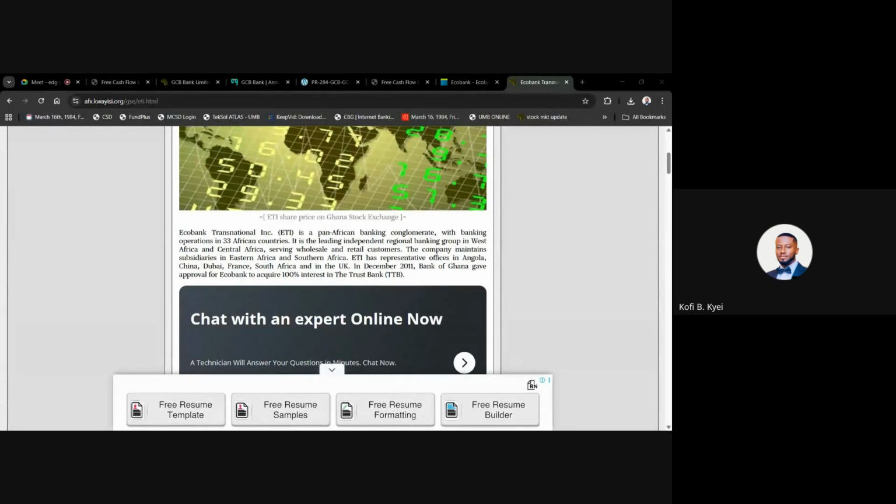But you can see that even EcoBank Ghana is managed more efficiently. As we can see in the analysis, they are managed more efficiently than ETI across the continent.